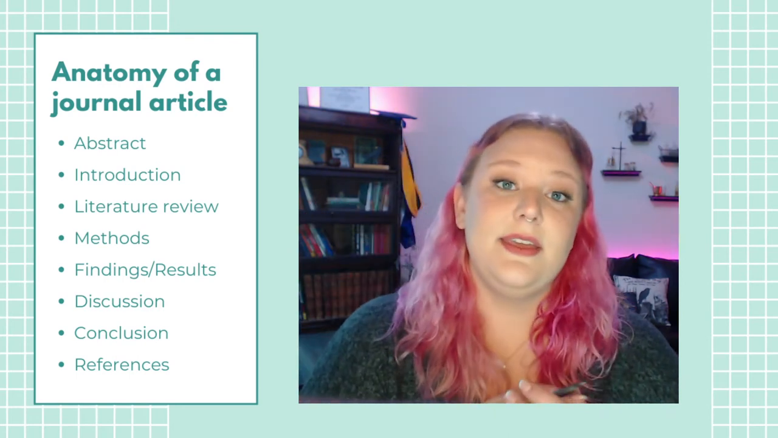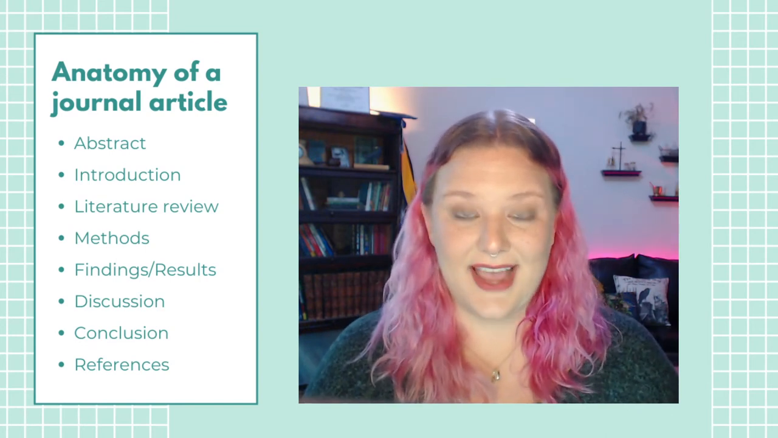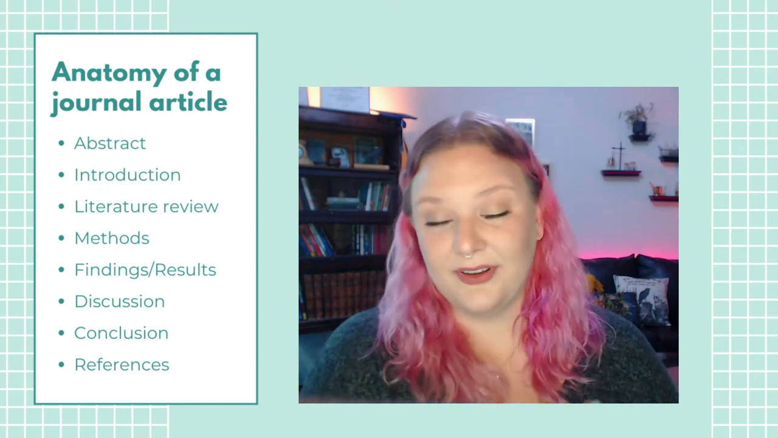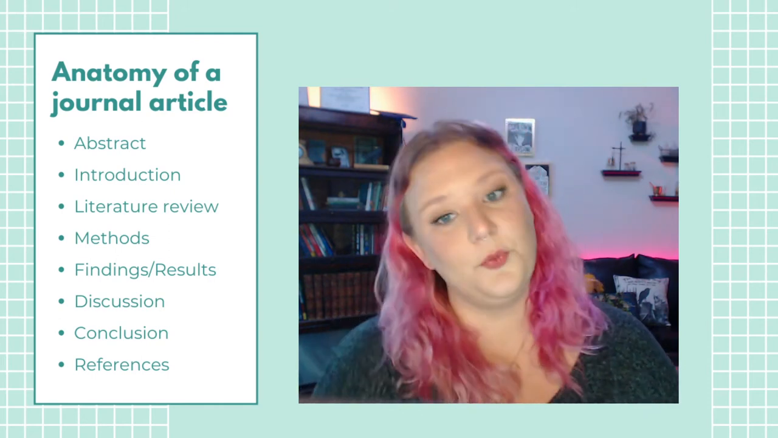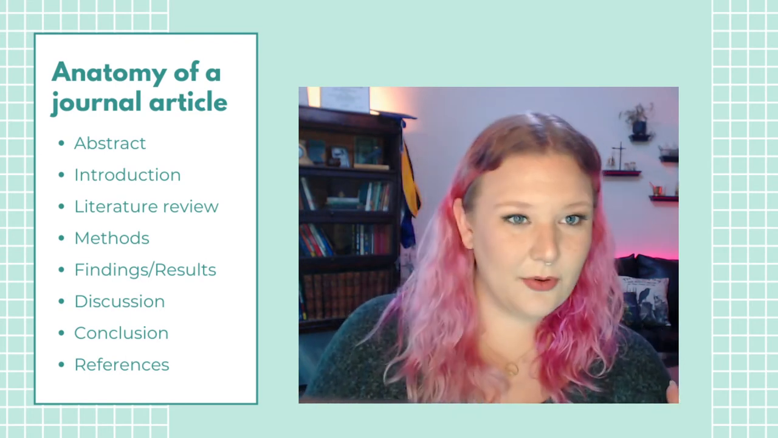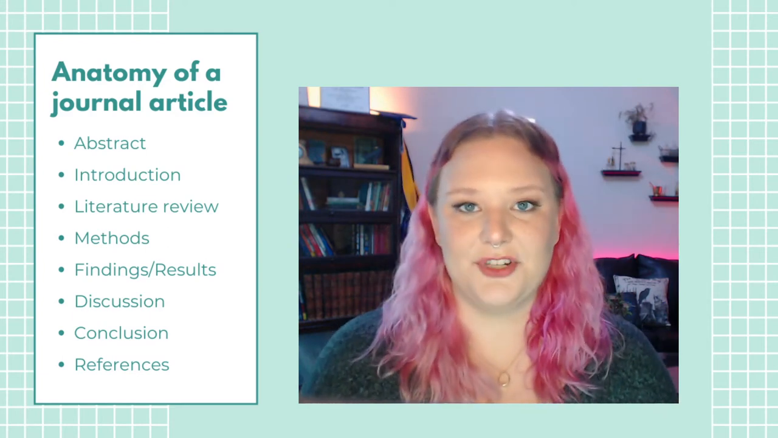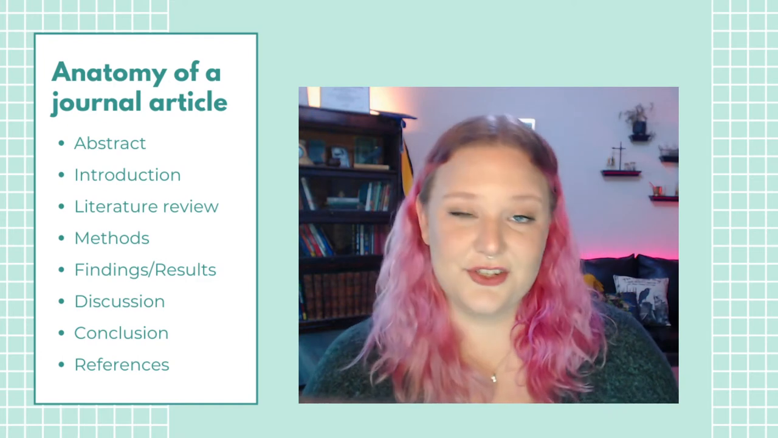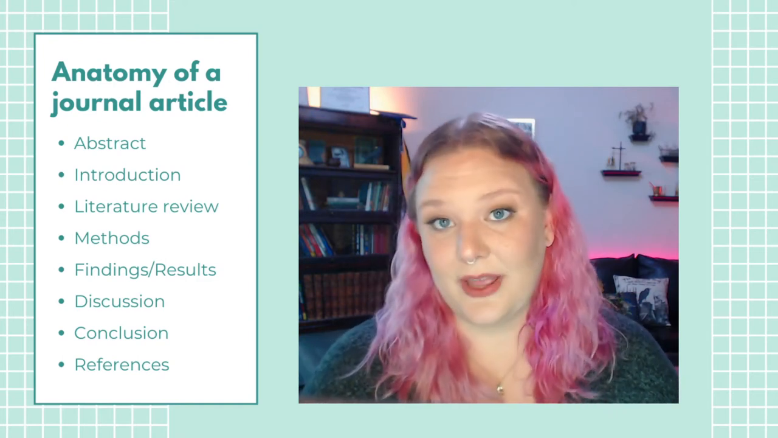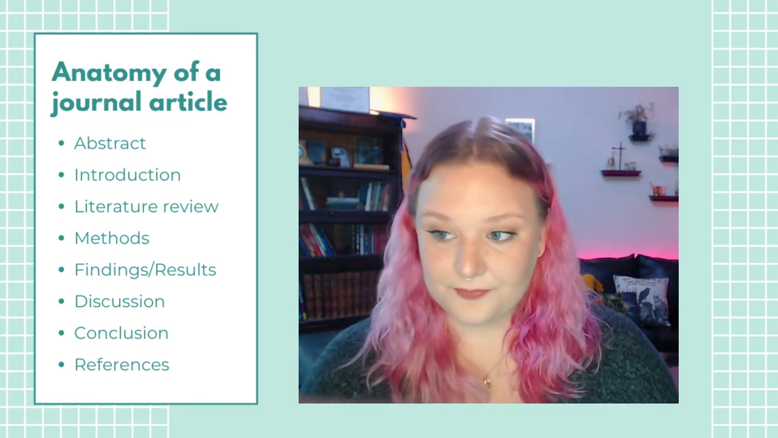So the first thing that you're going to see in a journal article is the abstract. This is just a one paragraph summary of the most important highlights. A lot of times this is what you'll read to decide, is this the type of information that I'm looking for, or is this not going to be helpful for me? After your abstract, you'll get into your introduction. This essentially frames the research and motivates it. It says, here's why this research is important. Here's the gap that it fills in our knowledge.